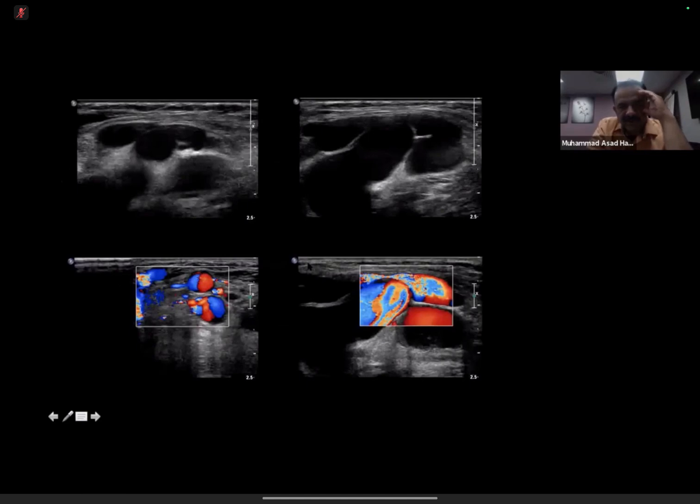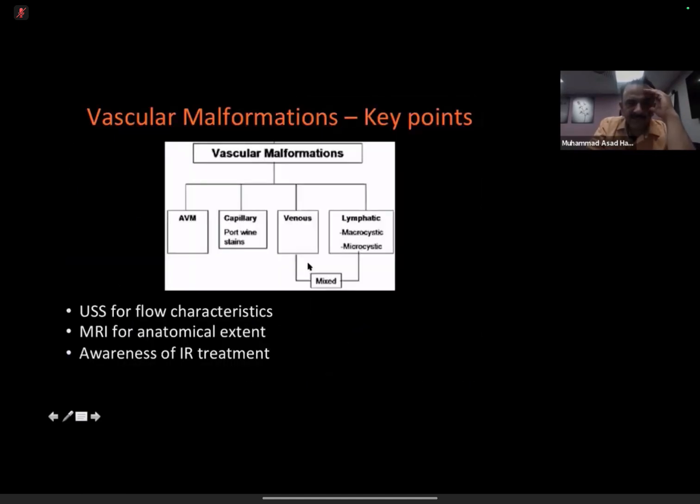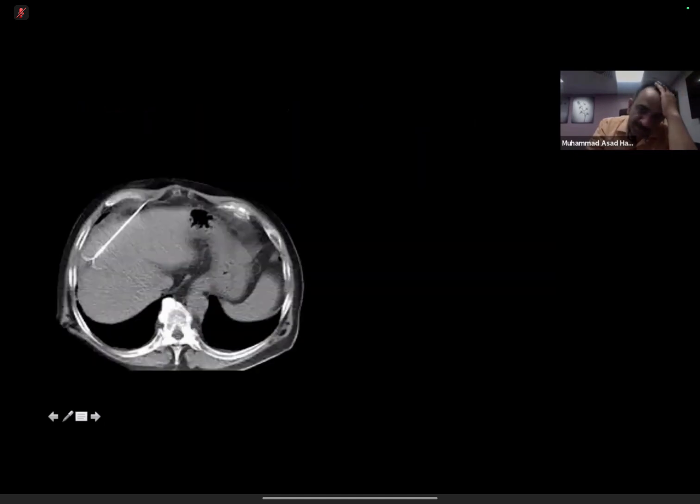Ultrasound images can be shown. This is a high flow AVM. So vascular malformations are divided into high flow and low flow. It can be mixed as well. Lymphatic malformations and venous malformations are low flow ones. Right. What's happening here?